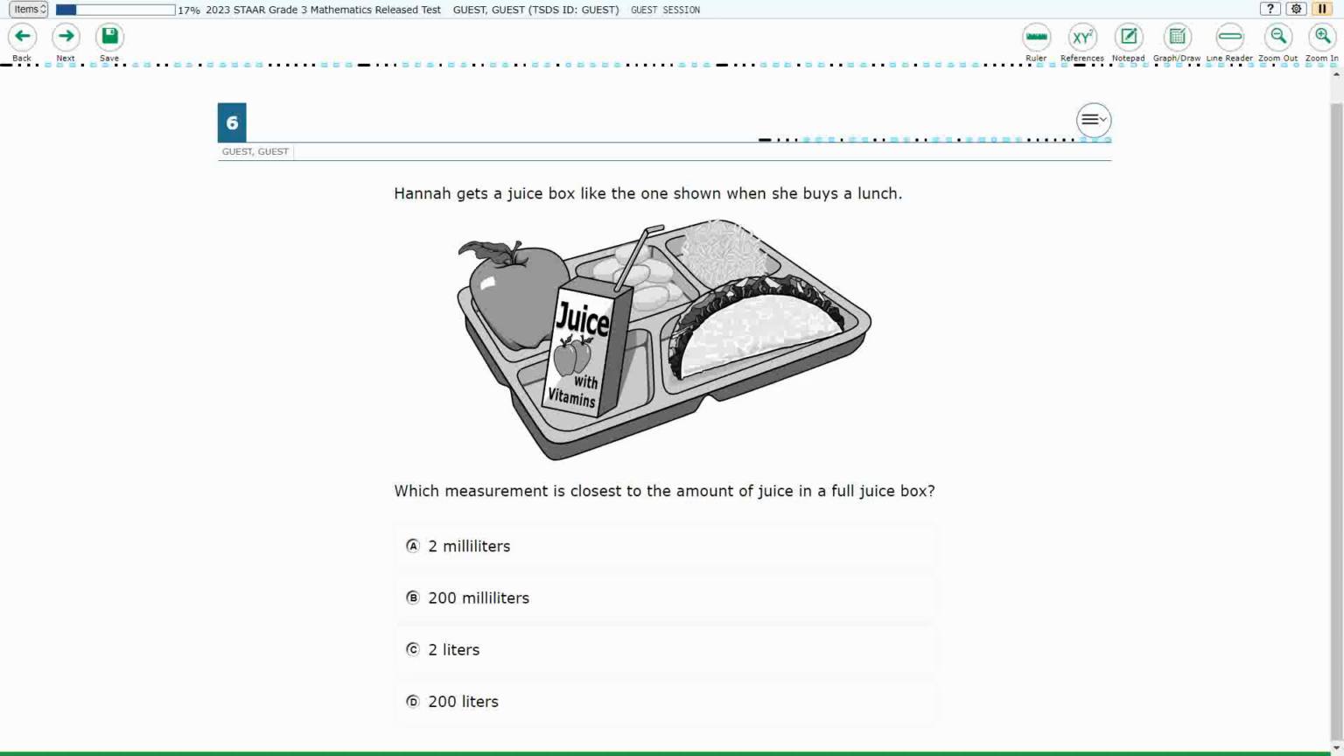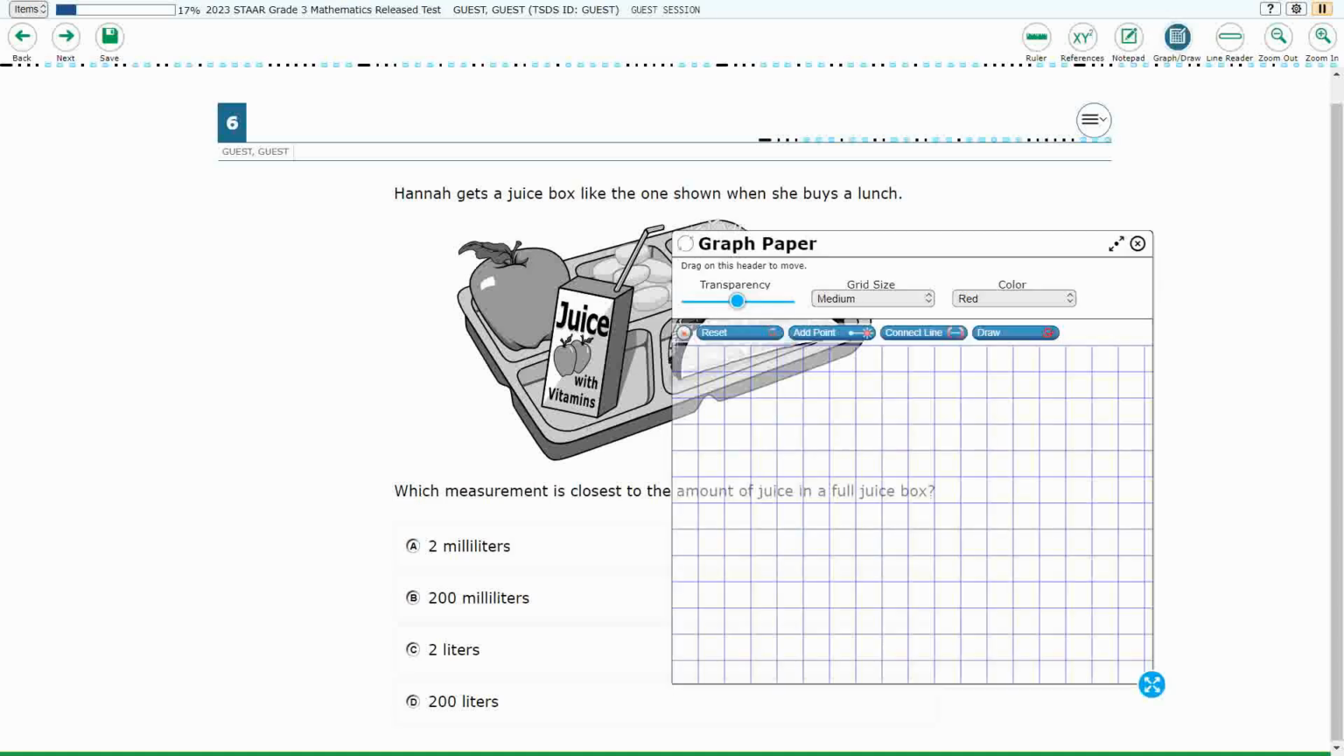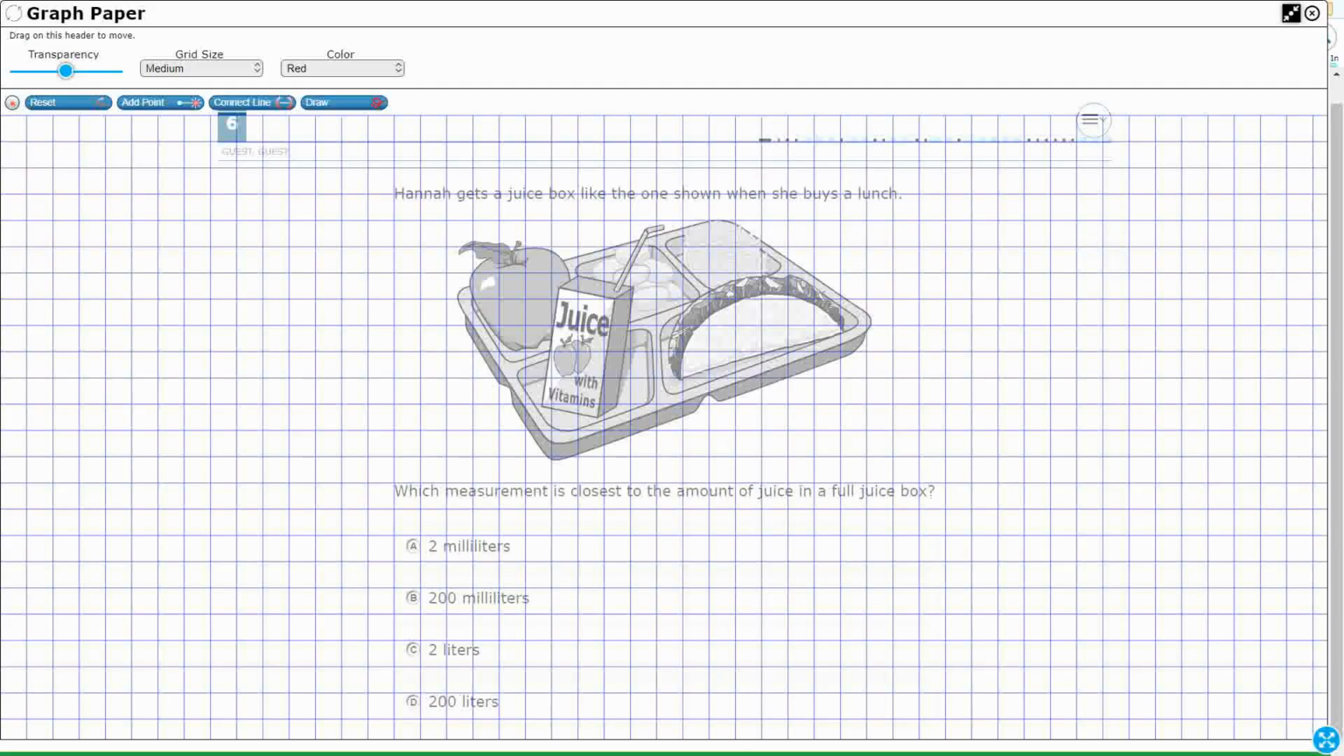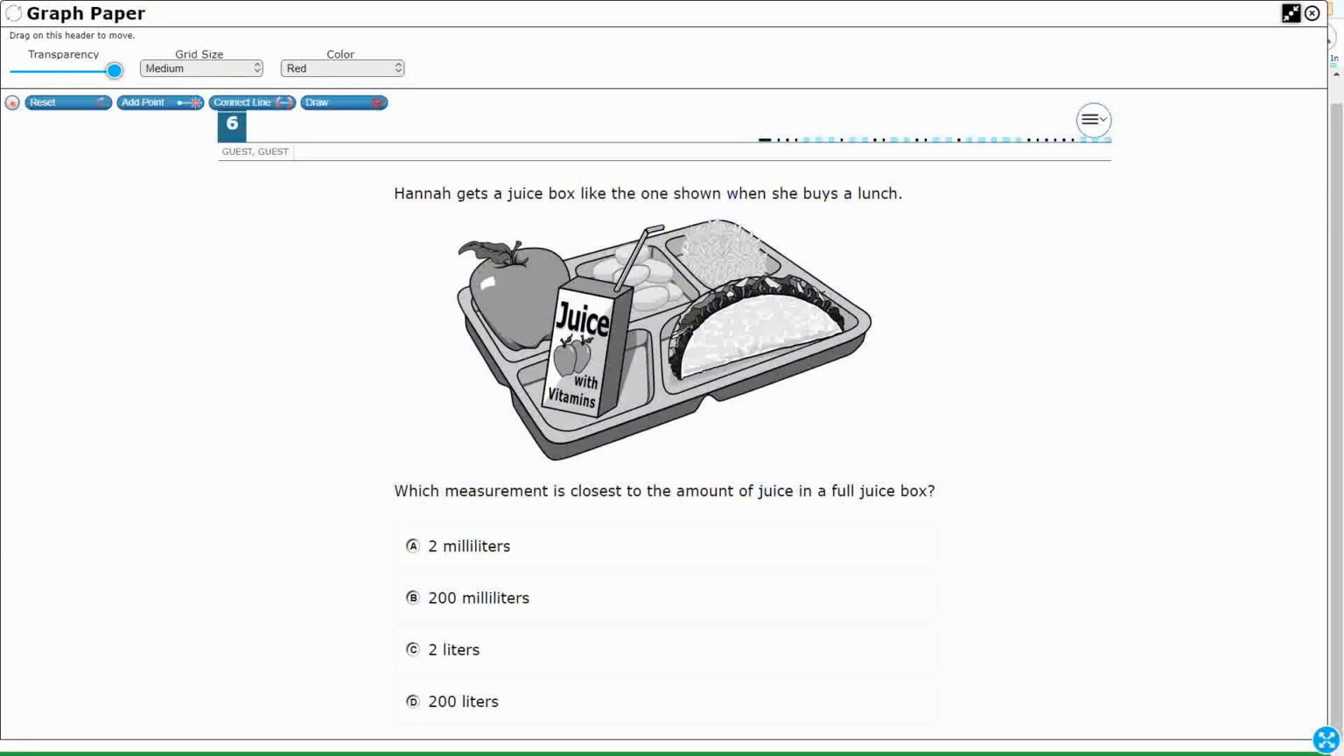All right, so Hannah is buying a juice box here, and we need to figure out the measurement that is closest to the amount of the juice box when it is full.